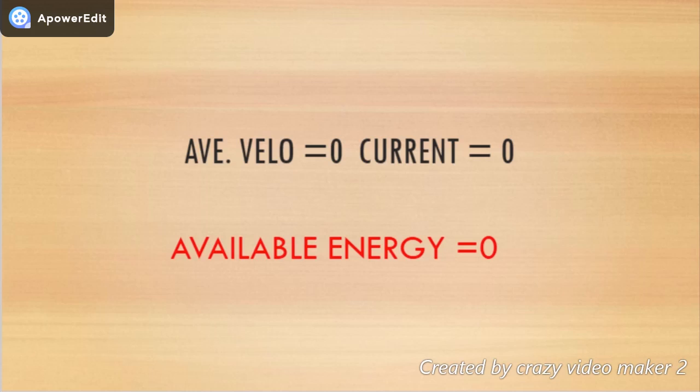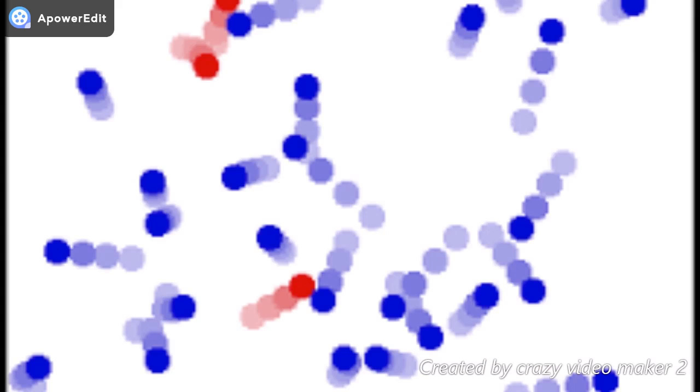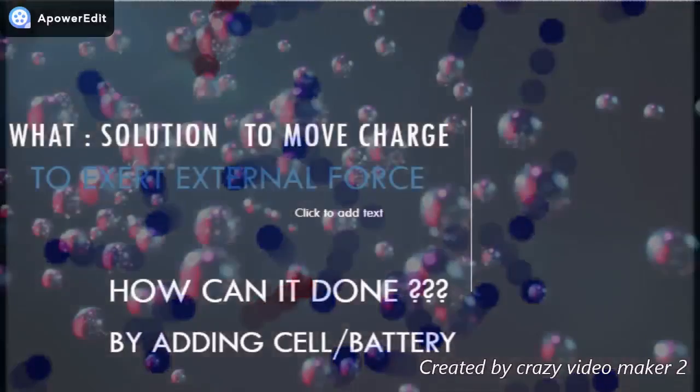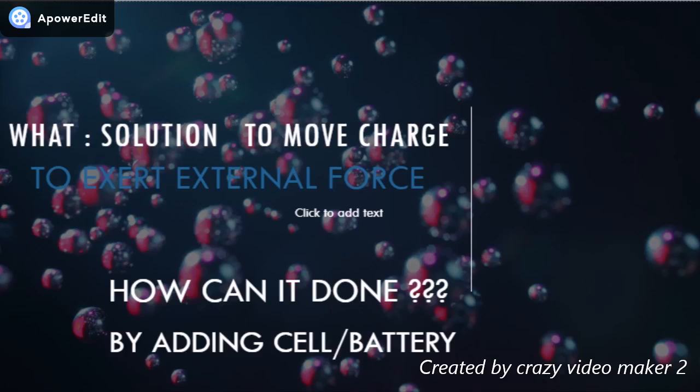So we understood this, and this is very similar to the motion of molecules in the gaseous state, that we already know. Okay, so we understood that charge is not moving in the conductor. So what is the solution? The solution is that we have to exert an external force on the charged particle to move. Now, how is it possible? Yes, it is possible. We can do so by adding a battery or cell to the conductor that can exert force on the charge to move.